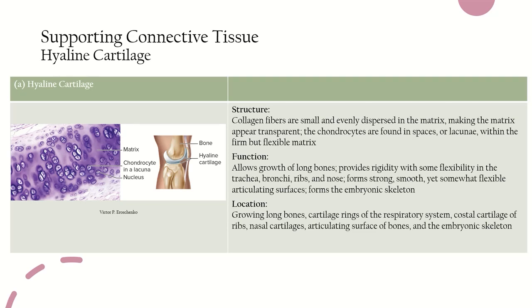So location: long bones, cartilage rings in the respiratory system, costal cartilage around the ribs, nasal cartilage, and so forth. So more supportive of the bone, and then of course like your knee. So it creates a low friction surface.